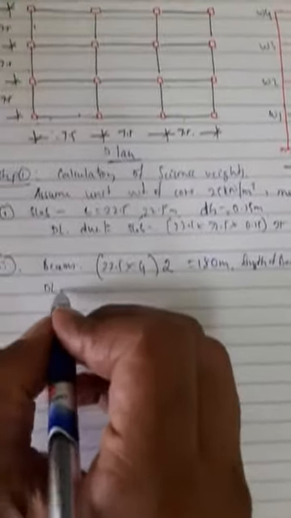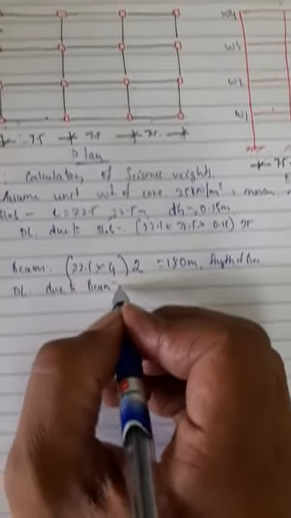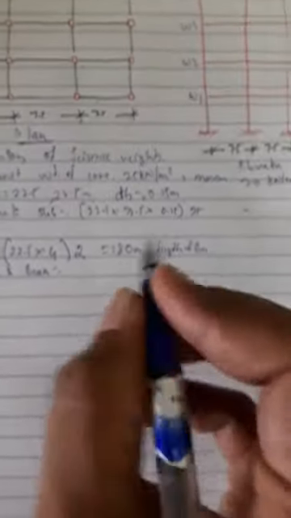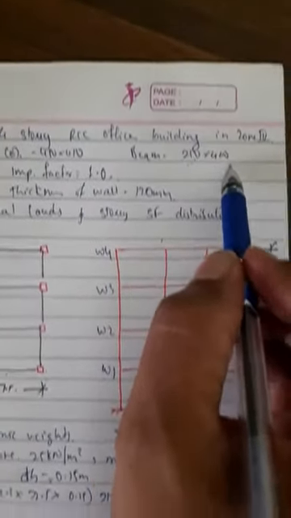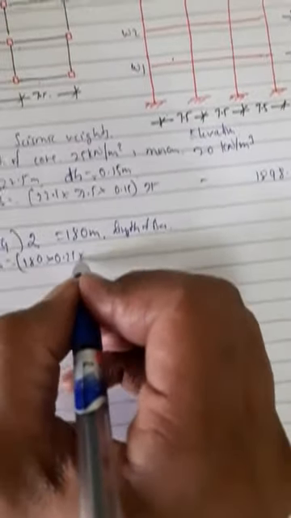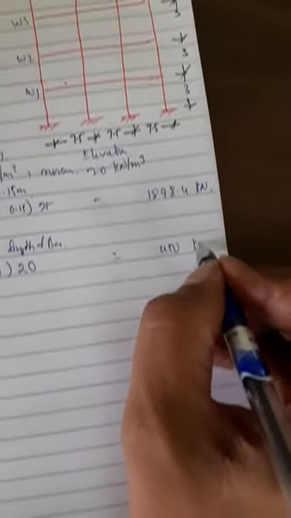Next, dead load due to beams is length, breadth into depth D into unit weight. So length is 180. Dimension of the beams is given as 250 into 400. So that is 0.25 into 0.4 into 20. So I get the answer 450 kilonewtons.